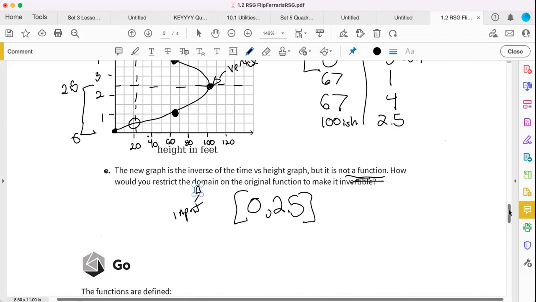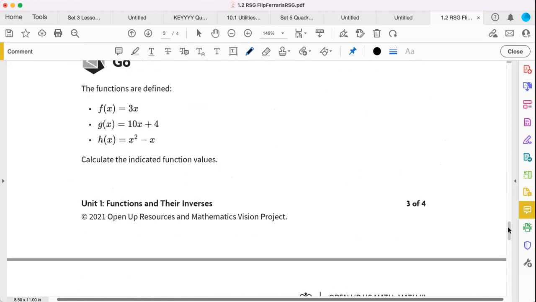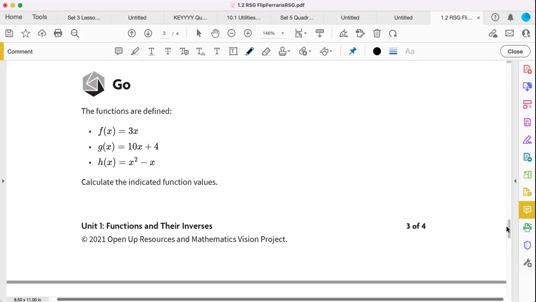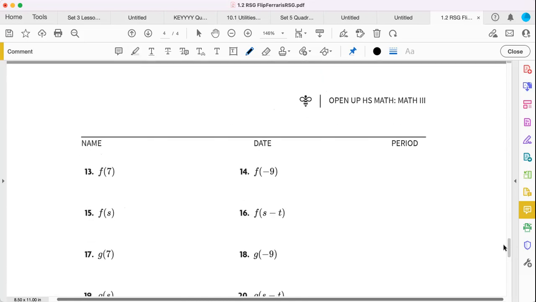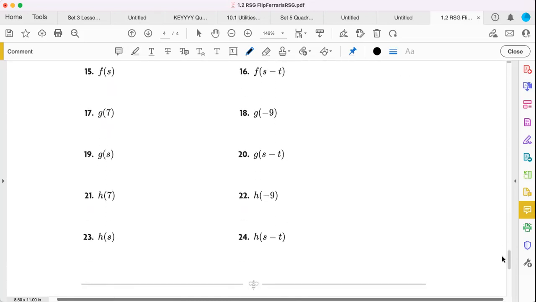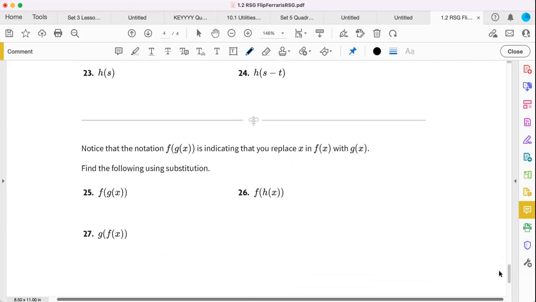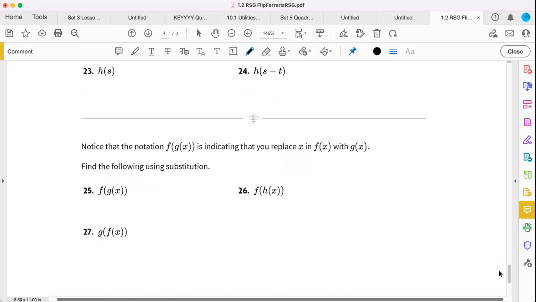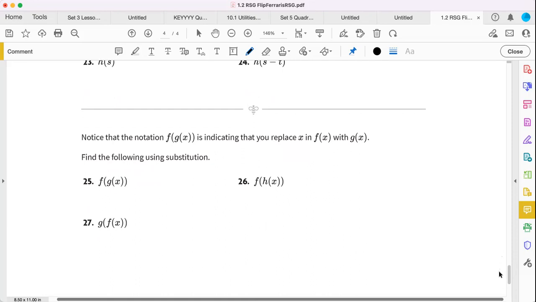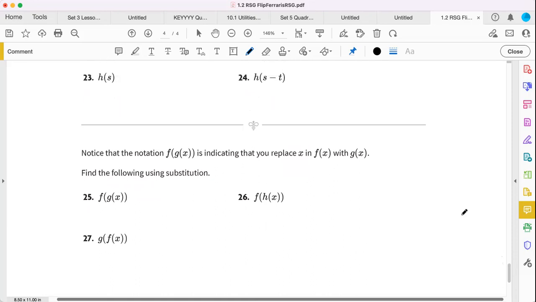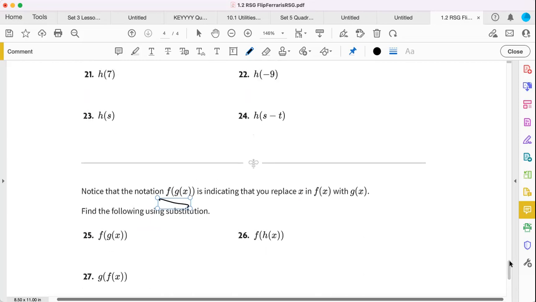Peach, makes sense. The next one has more values that are given, f, g, h of x. I think most of these we've done before, so plug and chug. You might see this notation down here, so this might be something we talk about. The composition of f of g of x and f of h of x and g of f of x. So notice the function notation f of g of x is indicating that you replace x in f of x with g of x. So we need to do a little bit of work.